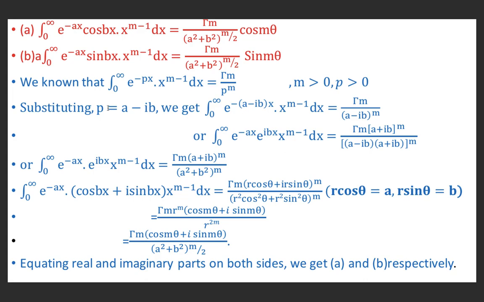Now we will prove that the integral from 0 to infinity of e raised to −ax cos bx x raised to n − 1 dx is equal to Γ(n) upon (a² + b²) raised to n/2 times cos(nθ), and the integral from 0 to infinity of e raised to −ax sin bx x raised to n − 1 dx is Γ(n) upon (a² + b²) raised to n/2 times sin(nθ).